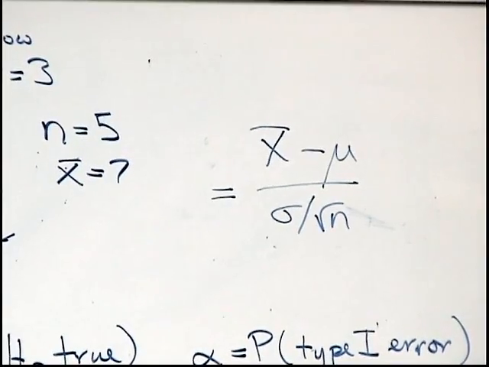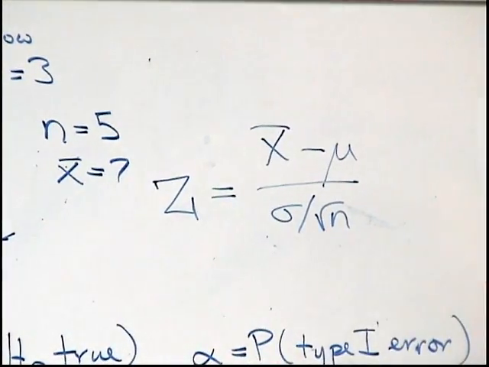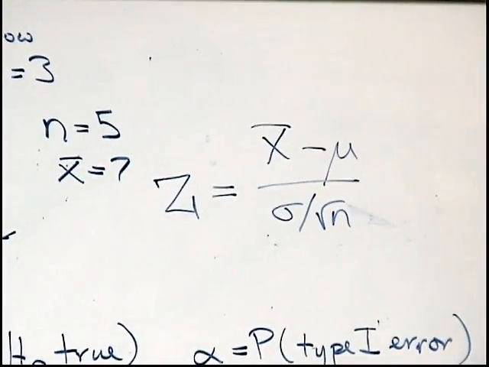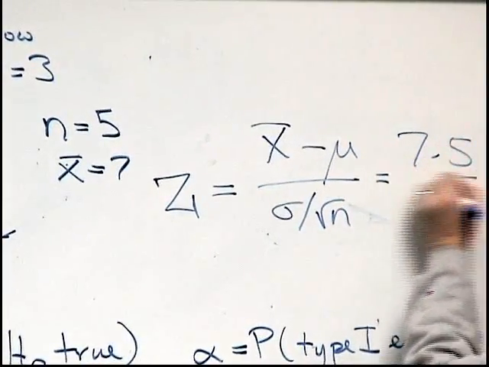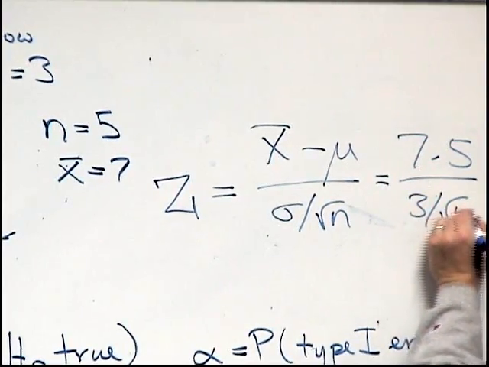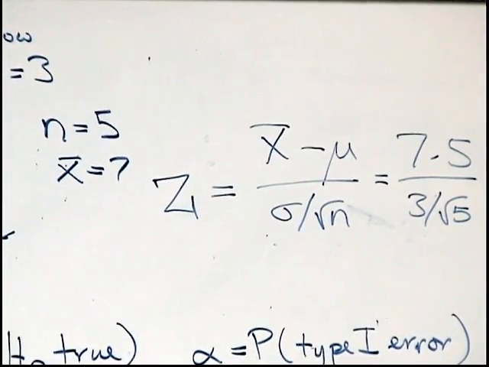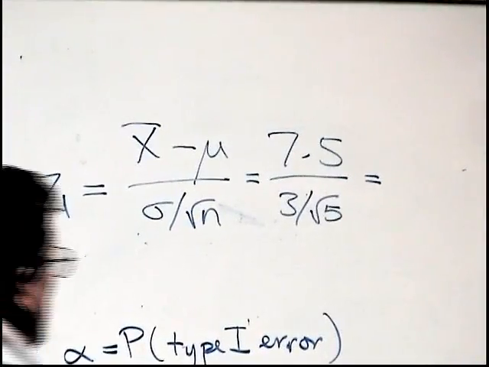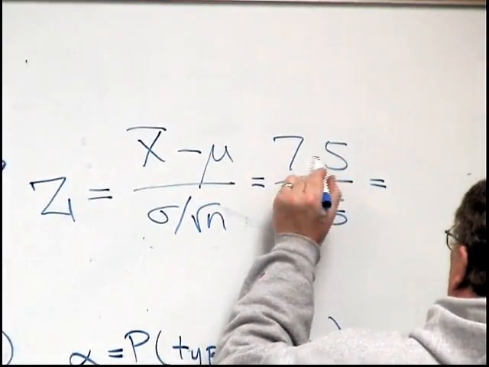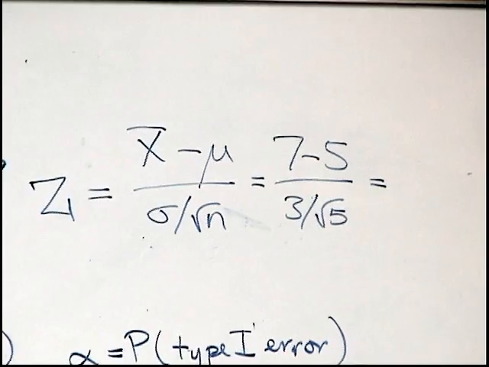Well, this actually is z. So to standardize means figure out how many standard deviations away from the mean we are. So in this case, we would do 7 minus 5 divided by 3 over the square root of 5. Did somebody do that for me quickly? So it's 2 divided by 3 over the square root of 5. About 1.7. But sometimes, well, sometimes 1.5.